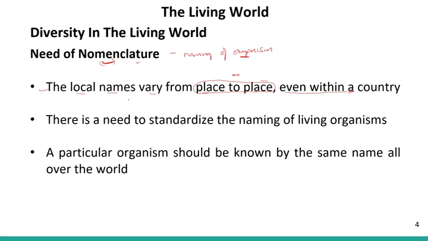Second point is, as there is a lot of variety in the naming, there is a need to standardize the naming of living organisms, because all these local names will create confusion. We have to devise some rules, so that a particular organism is known by the same name all over the world. That will create less confusion. That's why we have scientific names. So scientific names are universal.